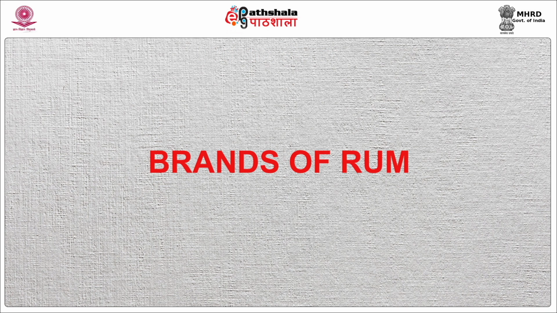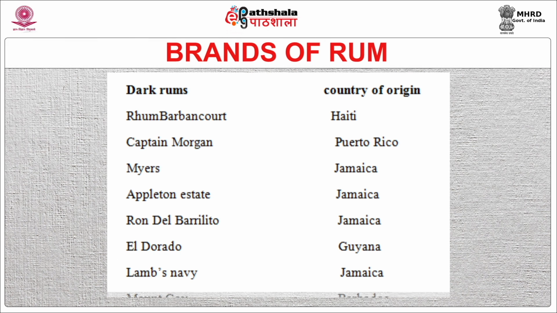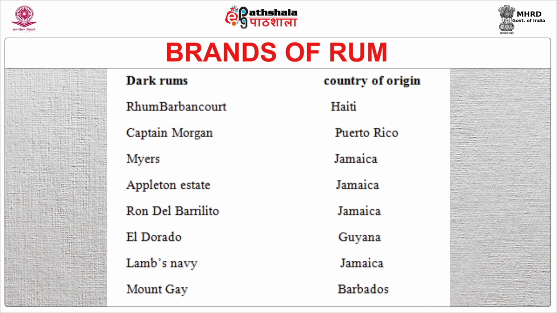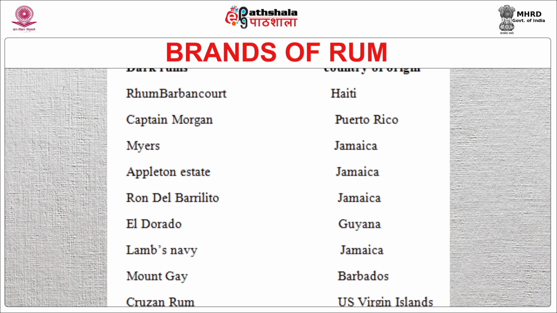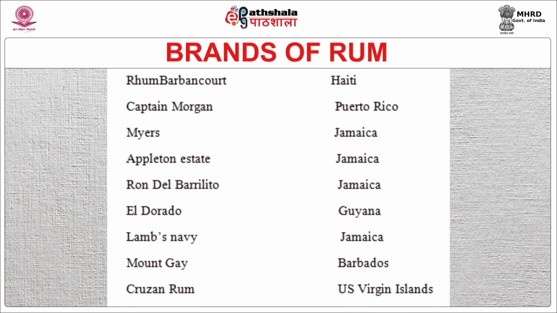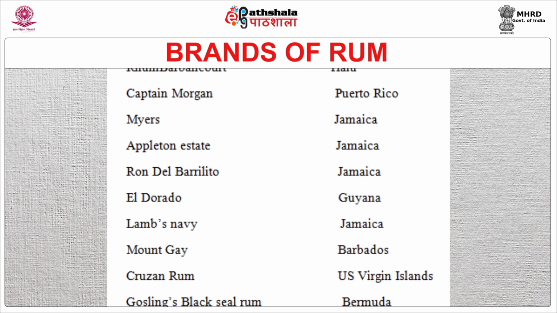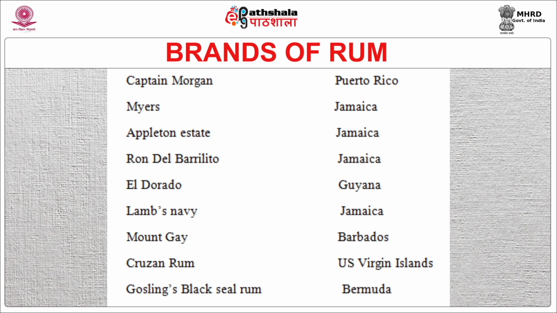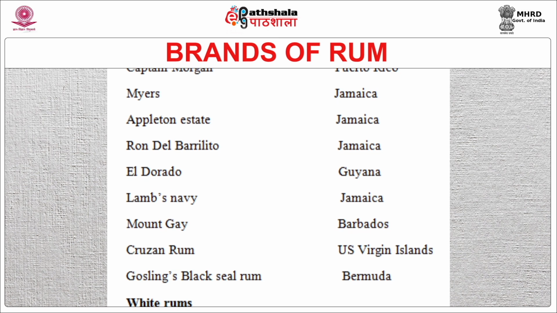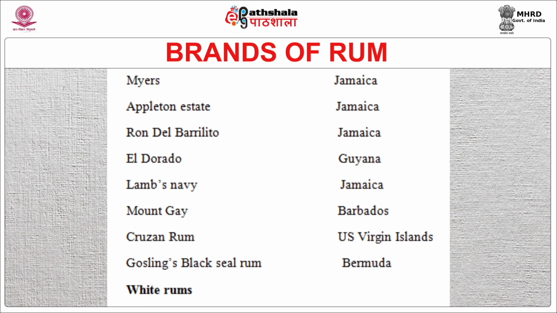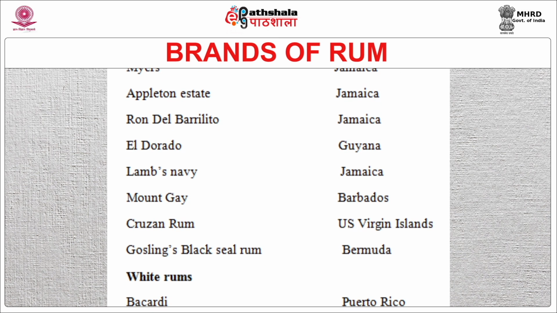Now we'll discuss the brand names of rums. Now first category is dark rums. First one is Rum Bourbon Court, that is from Haiti. Then we have Captain Morgan from Puerto Rico, then Myers from Jamaica, Appleton Estate from Jamaica, then we have Ron del Barrilito from Jamaica, El Dorado from Guyana, Lamb's Navy Rum from Jamaica, and Mount Gay from Barbados.